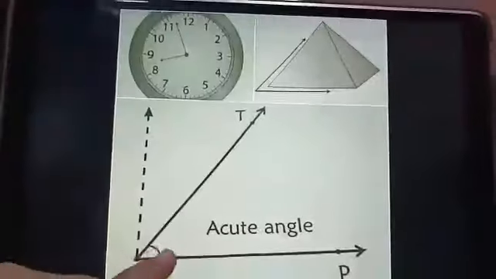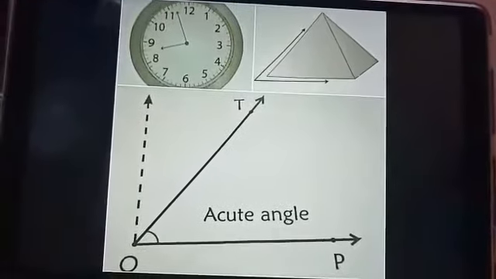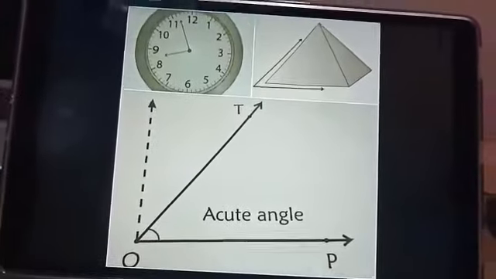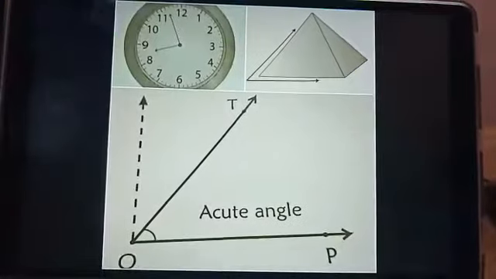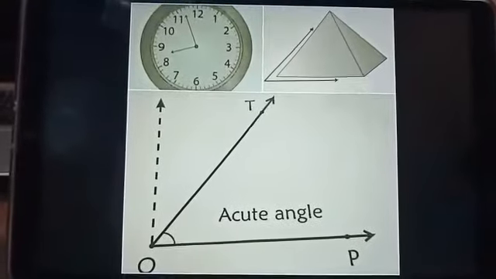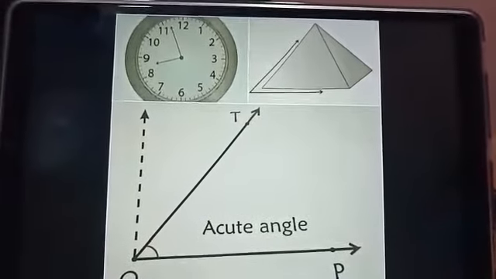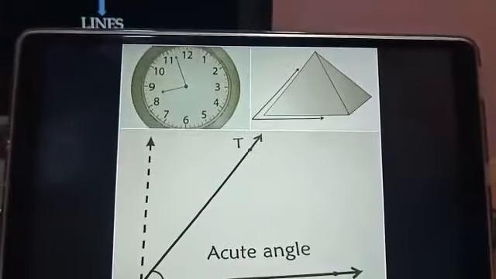Acute angle. An acute angle is smaller than a right angle, so it measures more than 0 degrees but less than 90 degrees. As you can see in these examples, they all make an angle less than 90 degrees.